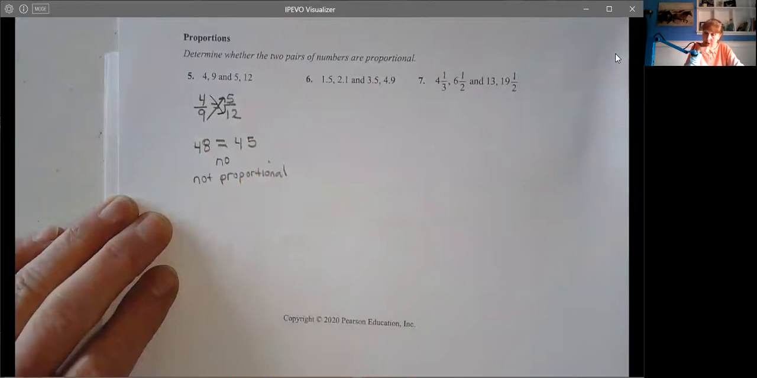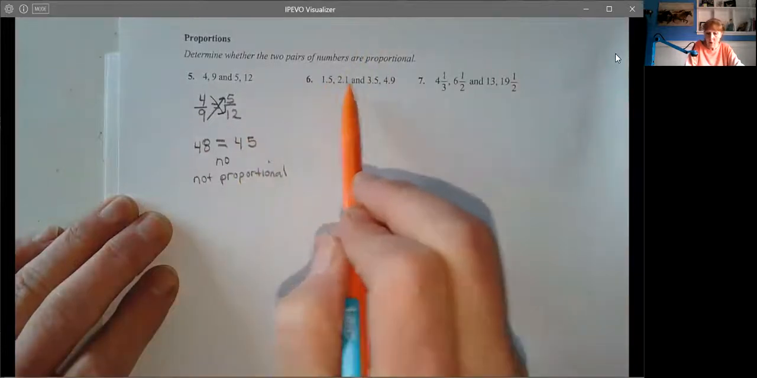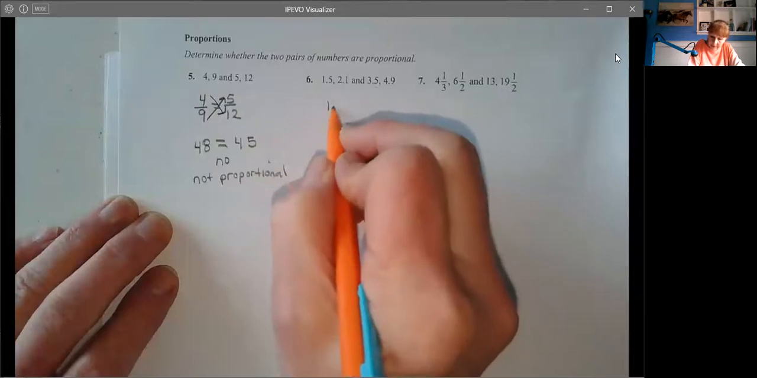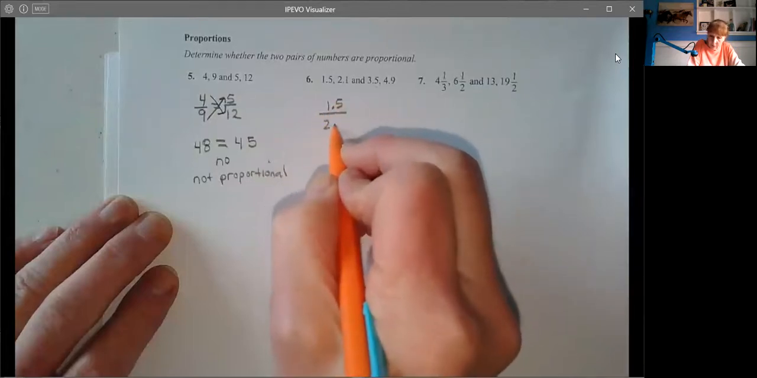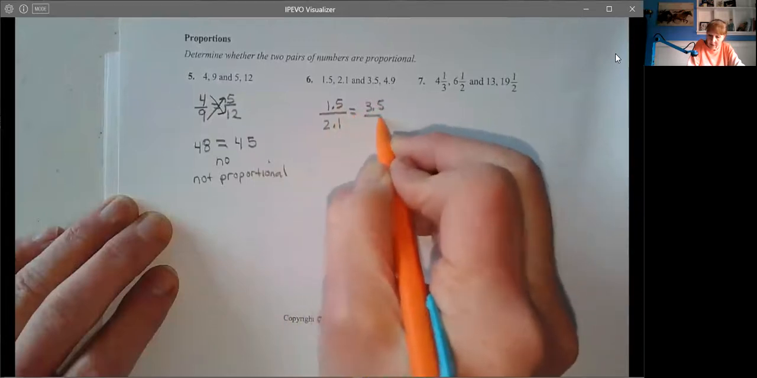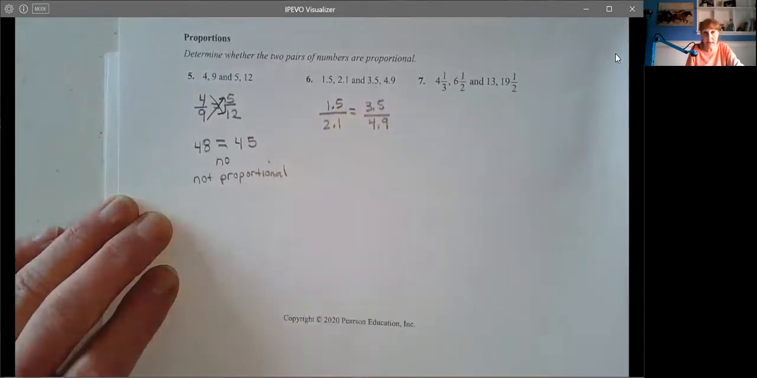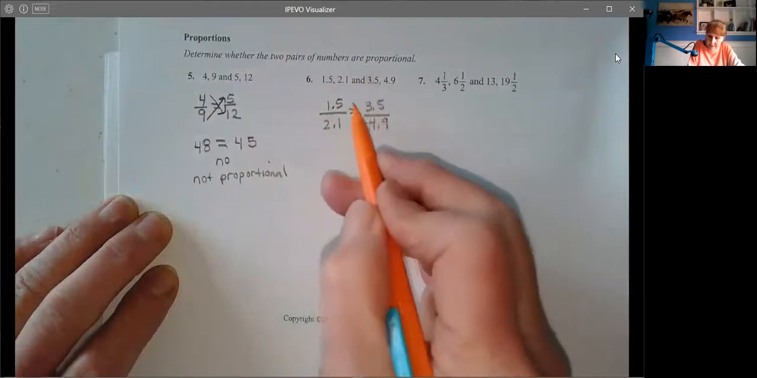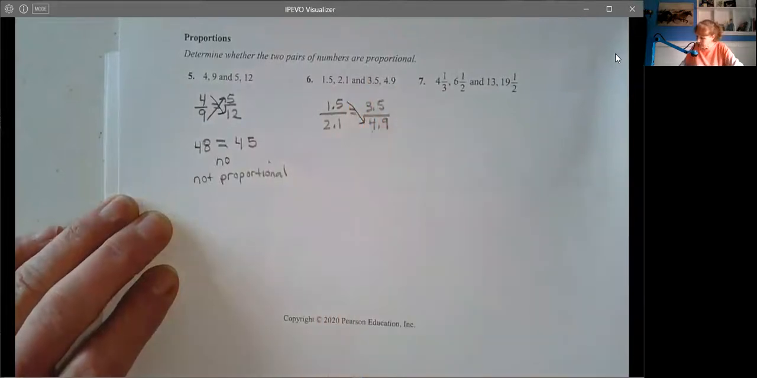Let's look at another set. 1.5 and 2.1, are they proportional with 3.5 and 4.9? We'll go 1.5 over 2.1. Does that equal 3.5 over 4.9? So we set up this proportion. Whenever you have these two fractions with an equal sign, we have a proportion. So I'm going to use the cross product to say, are these proportional? Is this a true statement? I'm going to multiply 1.5 times 4.9.